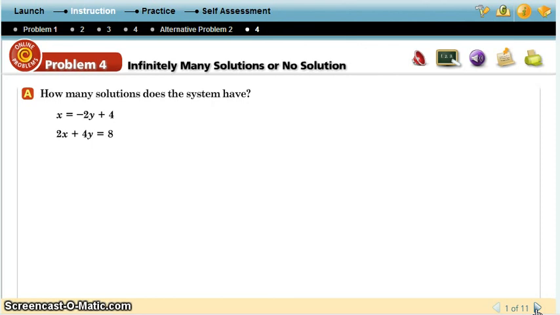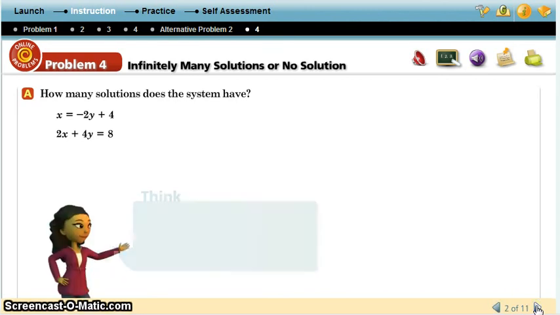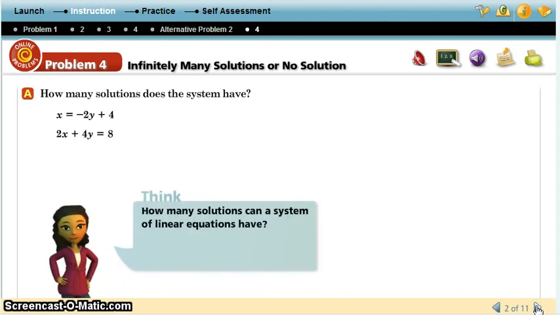In this problem, you will explore systems of equations with infinitely many solutions or no solution. Part A. How many solutions does the system have? The first equation is x equals negative 2 times y plus 4. The second is 2 times x plus 4 times y equals 8. How many solutions can a system of linear equations have? A system can have exactly one solution, infinitely many solutions, or no solution.